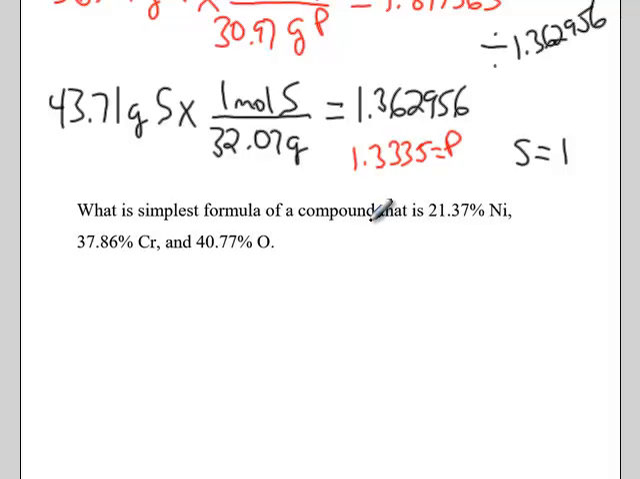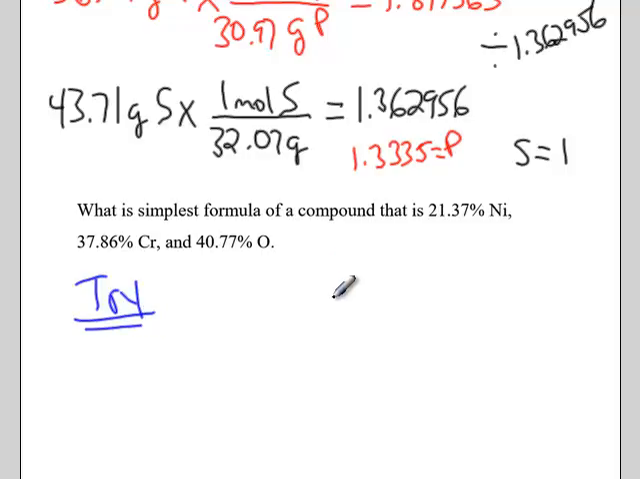Now, it doesn't have to be just two elements in the compound. Here's one that's got nickel, chromium, and oxygen. You have the percentages of each. So this is one that you should try.